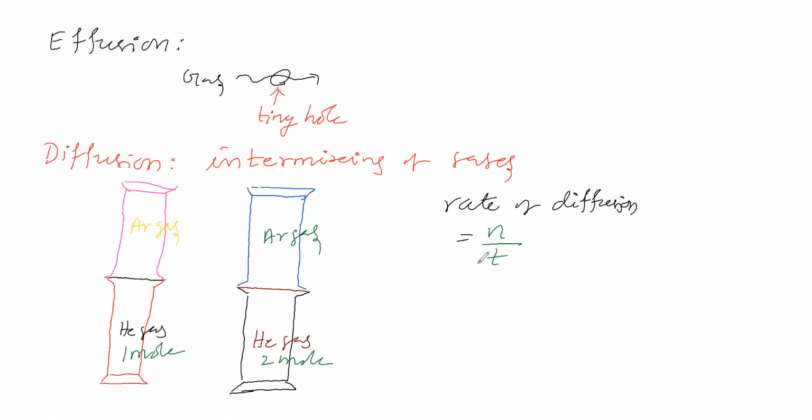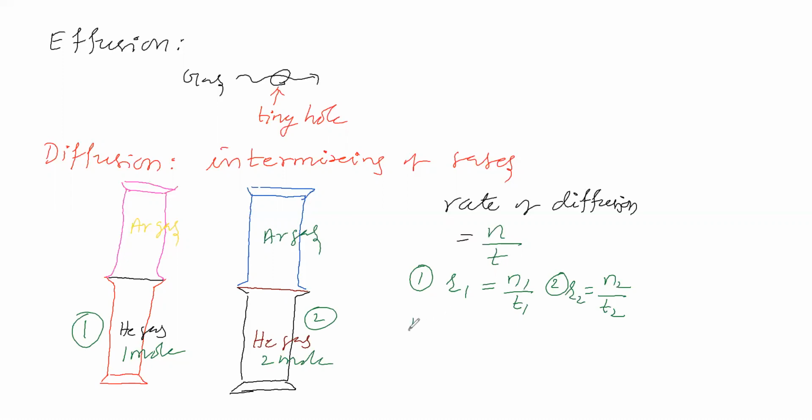Now we will consider here rate of diffusion. In this case rate of diffusion is N1 by T1. Number of moles of gas is here, and the time taken is it takes certain time for intermixing. Then in this case, number 2, we will say rate of diffusion is equal to number of moles of gas diffused by time taken. Like this we can say. Here for number 2, rate of diffusion is equal to number of moles of gas diffused by time taken.